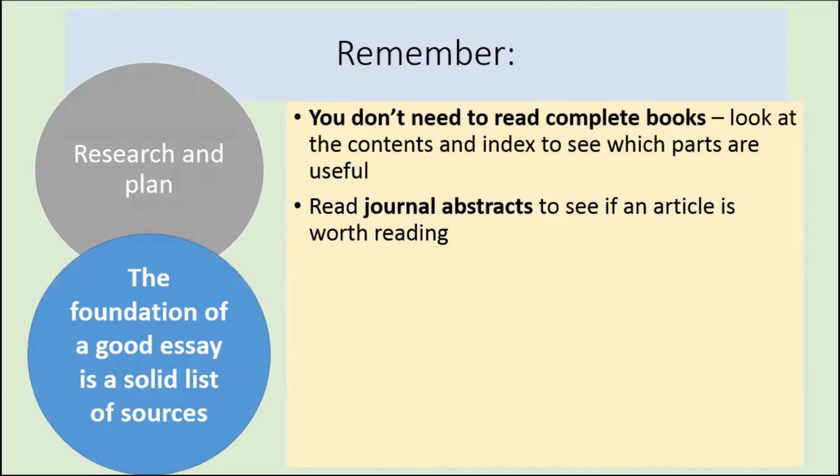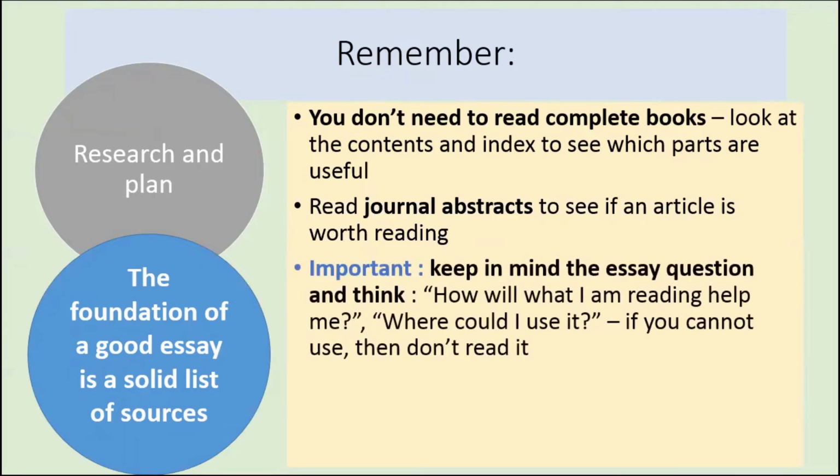If we're reading journals, read the abstract, which is the summary at the beginning. Because the summary at the beginning tells you what the whole article was about. So if you think that could be quite useful, then read it in more detail, okay? Read the discussion, read the conclusion, read the introduction. Obviously, if you do read the journal abstract and you think it's not very useful, fine, move on, go to another article.